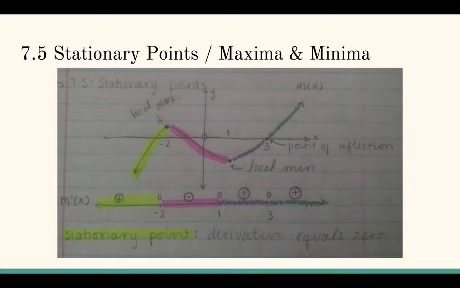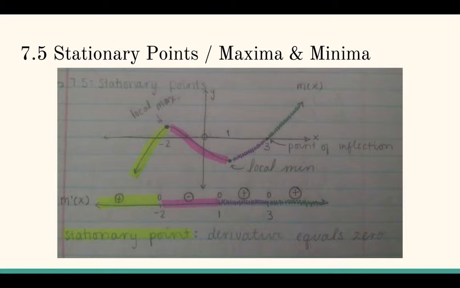Here we can see the yellow part is positive because it's pointing up. It's a positive part of the graph. Then at negative 2, it's the local maximum because it's the highest stationary point in this part of the graph. And that's why there's a 0 on the sign diagram. Then it goes negative because the pink part is pointing down. And at 1, which is another stationary point, which is the local minimum, there's a 0.